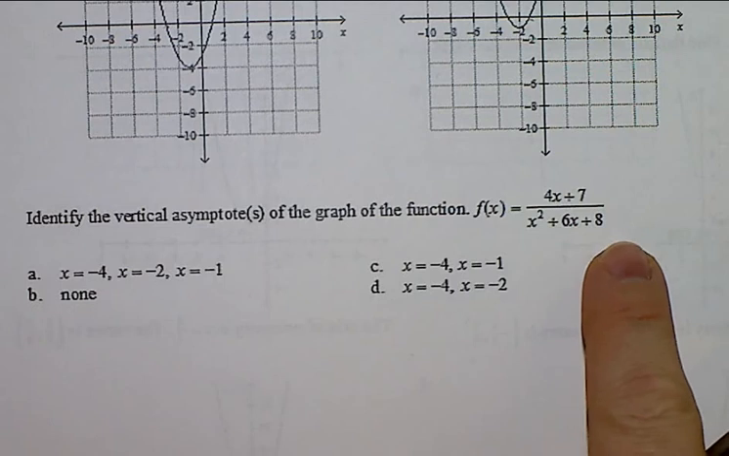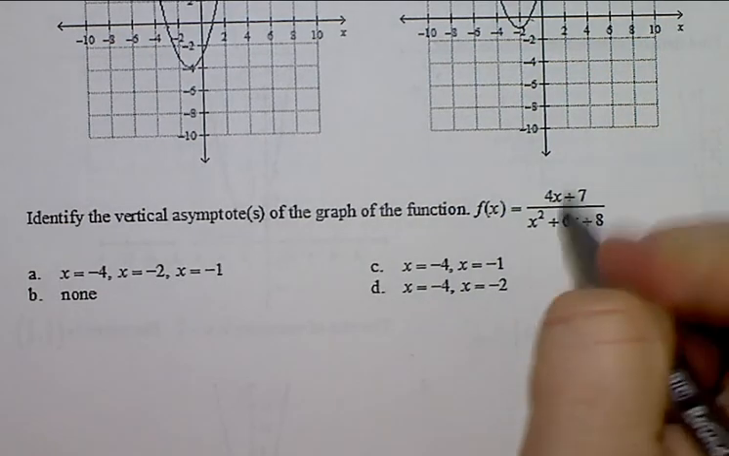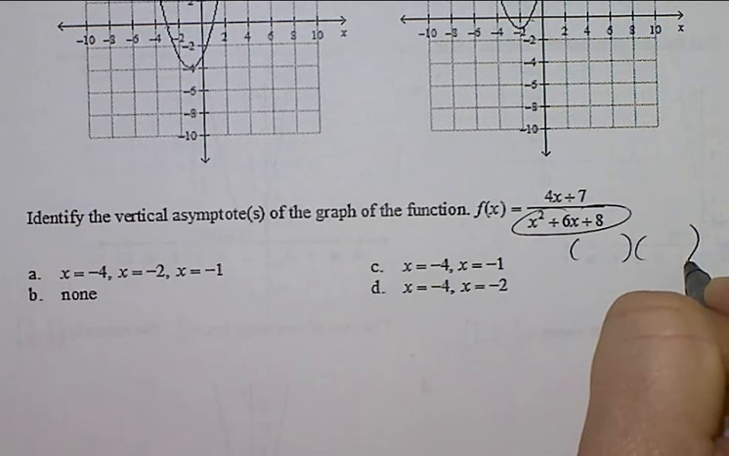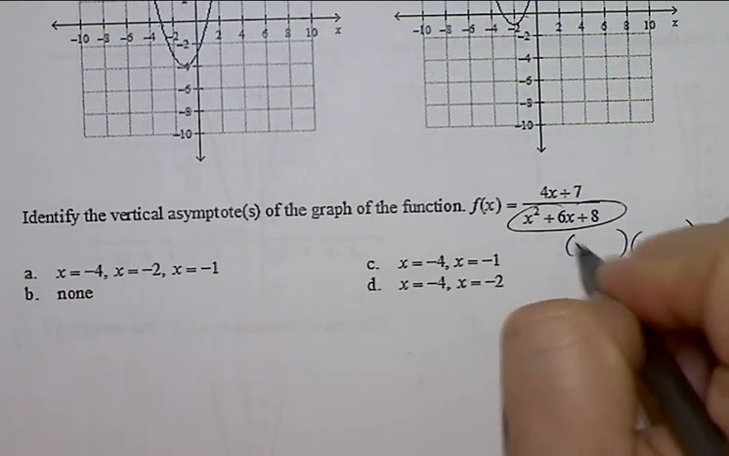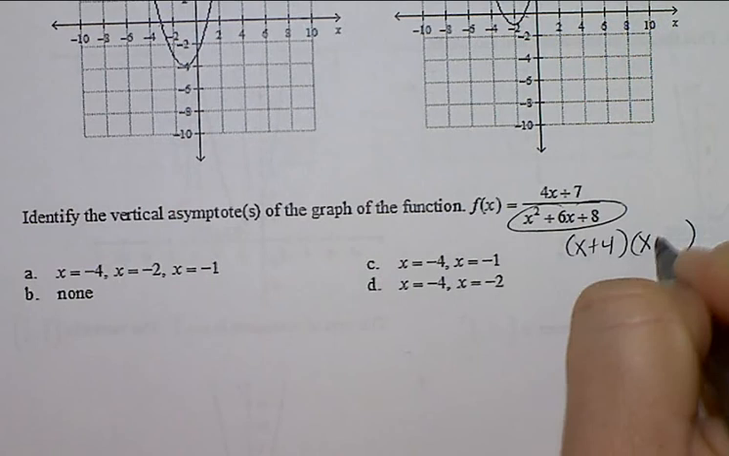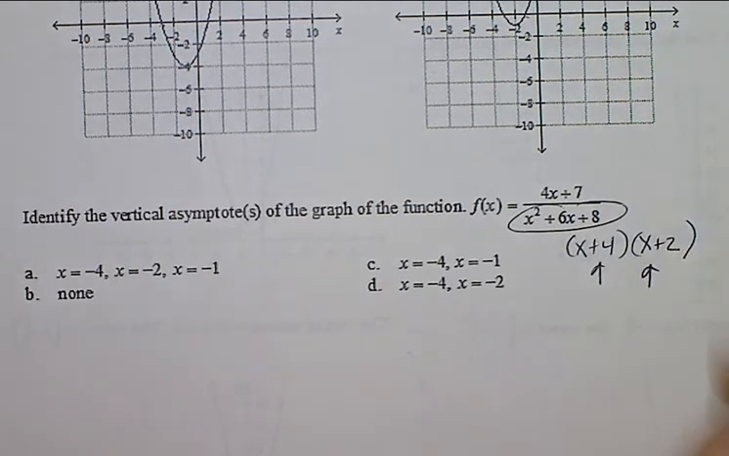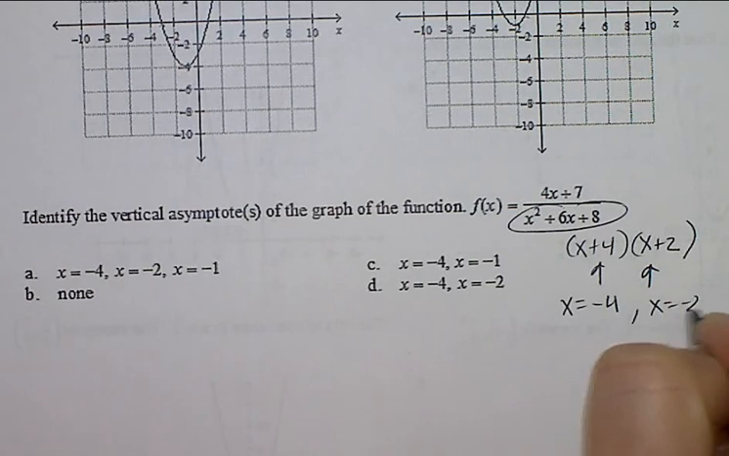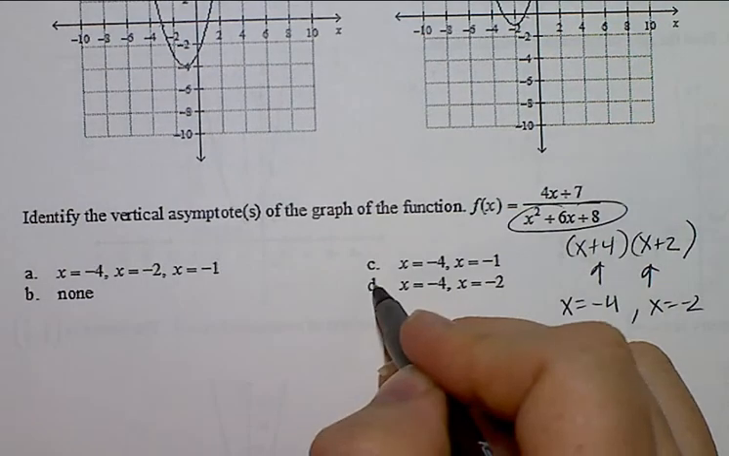So identify the vertical asymptotes. Remember that comes from the denominator. I factor this into what multiplies to equal 8 and combines to give us 6, x plus 4 and x plus 2. That means your vertical asymptotes occur at -4 and at -2. Correct answer is D.